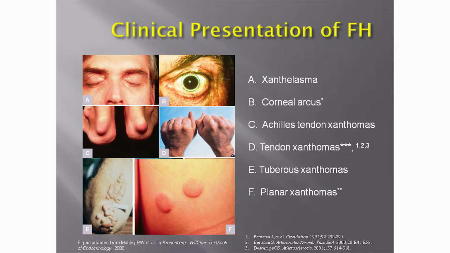And we should also know that these people can develop symptomatic vascular disease as early as 5 years old. So the next slide shows a series of images that demonstrate xanthelasma, corneal arcus, Achilles tendon xanthomas, and other xanthomas as well. And I would just take a look at this slide to be aware of what these things look like.